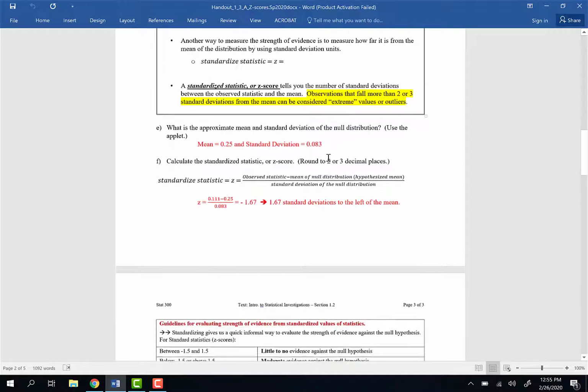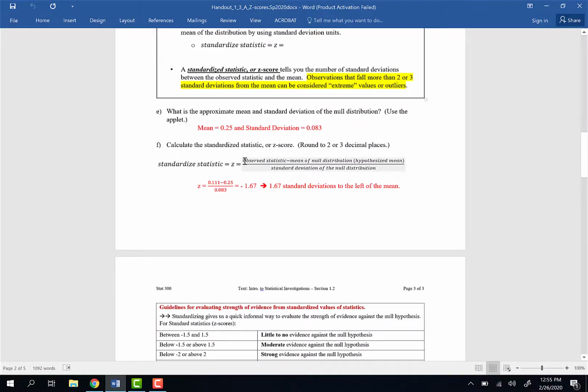Now the standardized statistic: we take the observed statistic, our p hat, the 0.111, minus the mean of the null distribution, or our hypothesized mean. Our hypothesized mean is 0.25, what we think would happen by random chance. The null distribution is what happens if things are happening by random chance. If people are choosing the tap water at random, it's 1 cup out of 4, so 0.25. The standard deviation is 0.083.